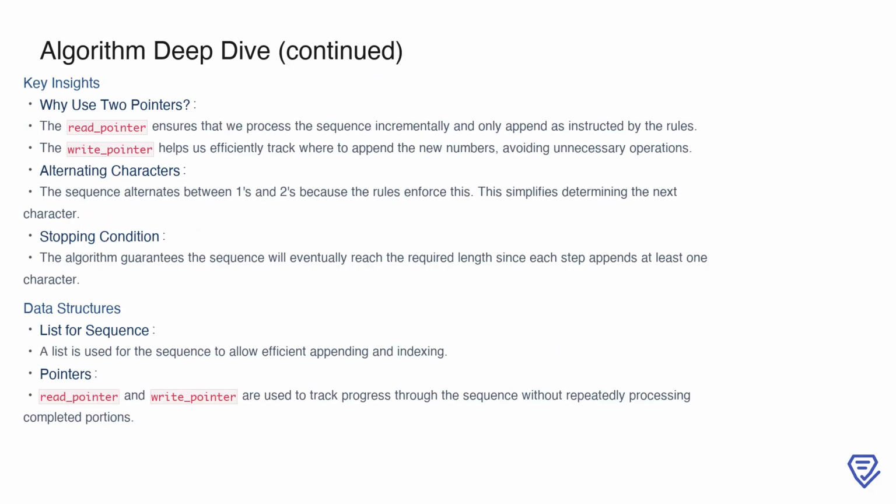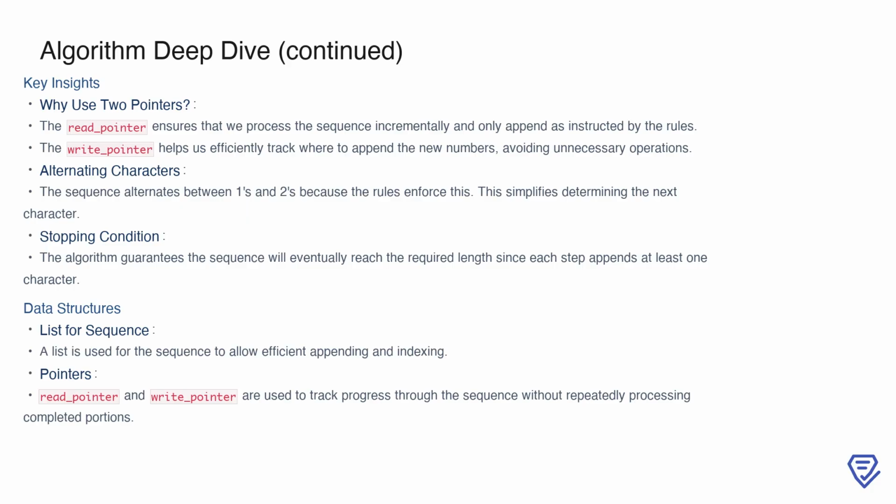Understanding the key insights behind this algorithm is essential. The use of two pointers is particularly important. The read pointer ensures that we process the sequence incrementally, appending only what is dictated by the rules, while the right pointer keeps track of where new numbers are added, preventing unnecessary operations.